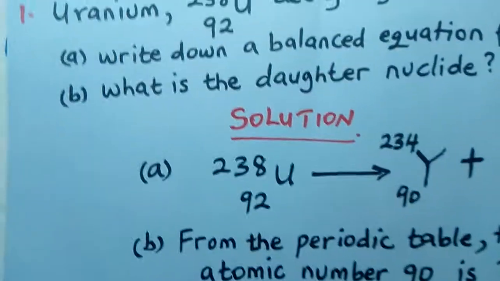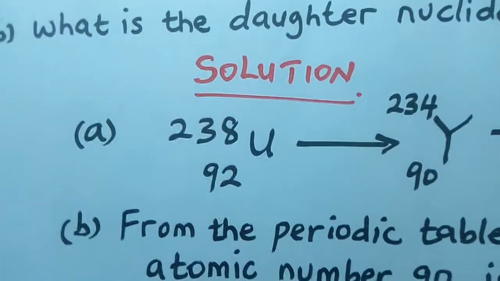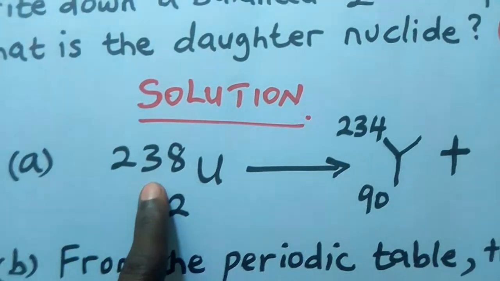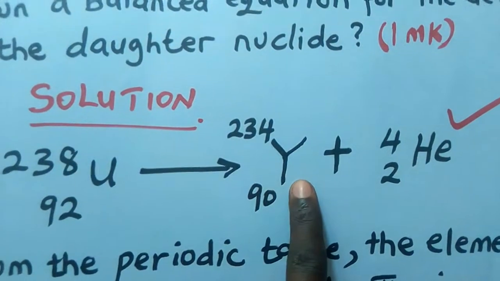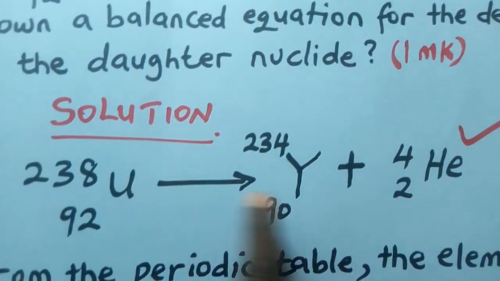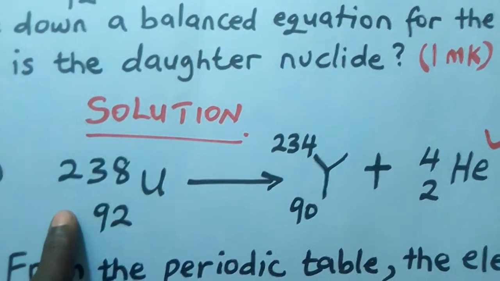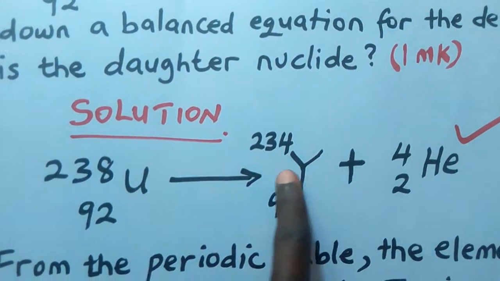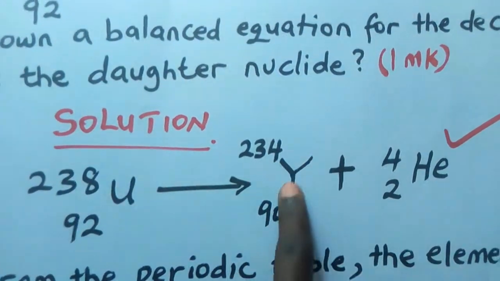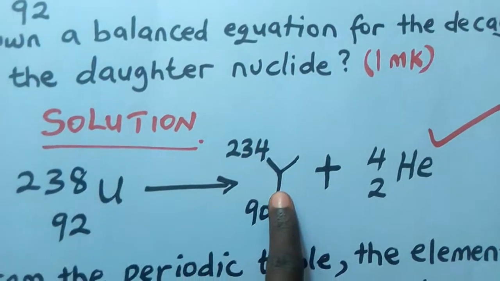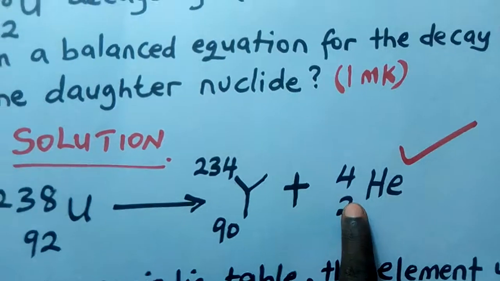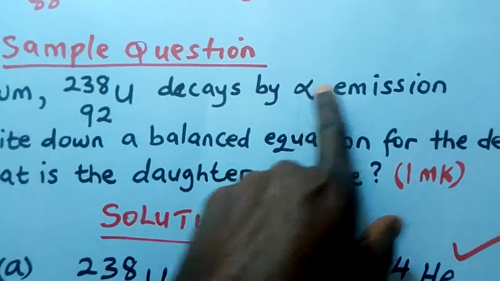So we write the balanced equation, starting with the parent. This is how we're given how the parent looks like, but we're not told the daughter. And the parent must produce a daughter, an element changing into another one. So since we don't know, we can use any letter. You can use even X, you can use even Y. So we have used here Y, plus alpha particle. Why are we saying plus alpha particle? Because of this word, alpha emission.